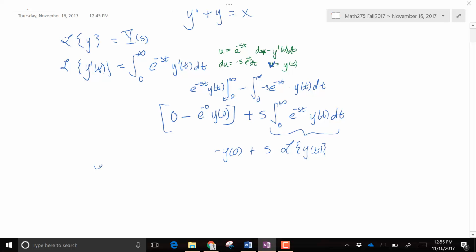So that's it. It turns out that our Laplace transform of the first derivative is going to be s times Y of s minus y of 0. What's y of 0? Well, that's the initial condition that we're going to use.